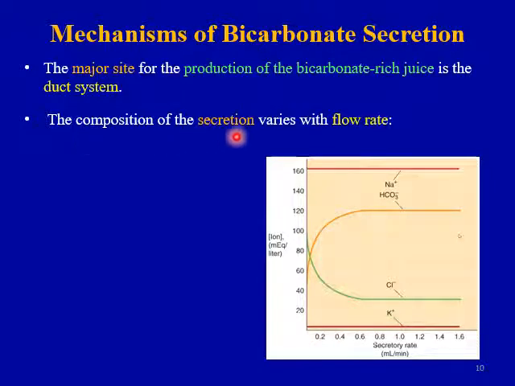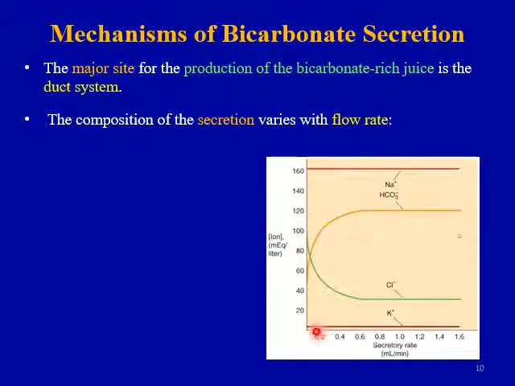The composition of secretion varies with the flow rate. Here we can see the secretory rate on the x-axis and the concentration of the 4 ions on the y-axis. This is the concentration of potassium, the red line. The light green line is the concentration of chloride, then the bicarbonate, the orange line, and the dark pink line is the concentration of sodium.